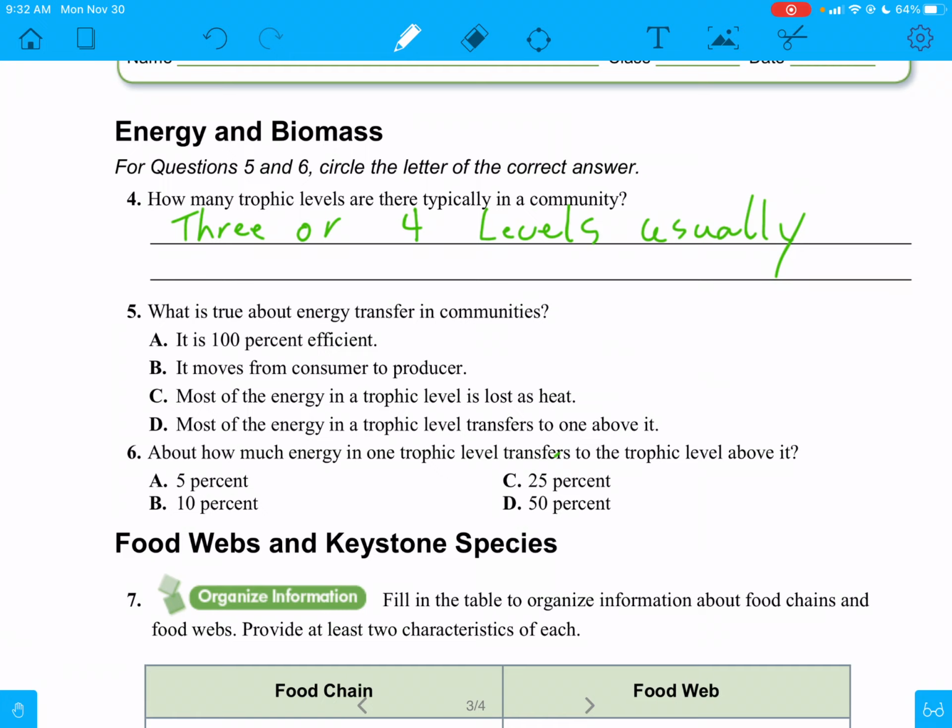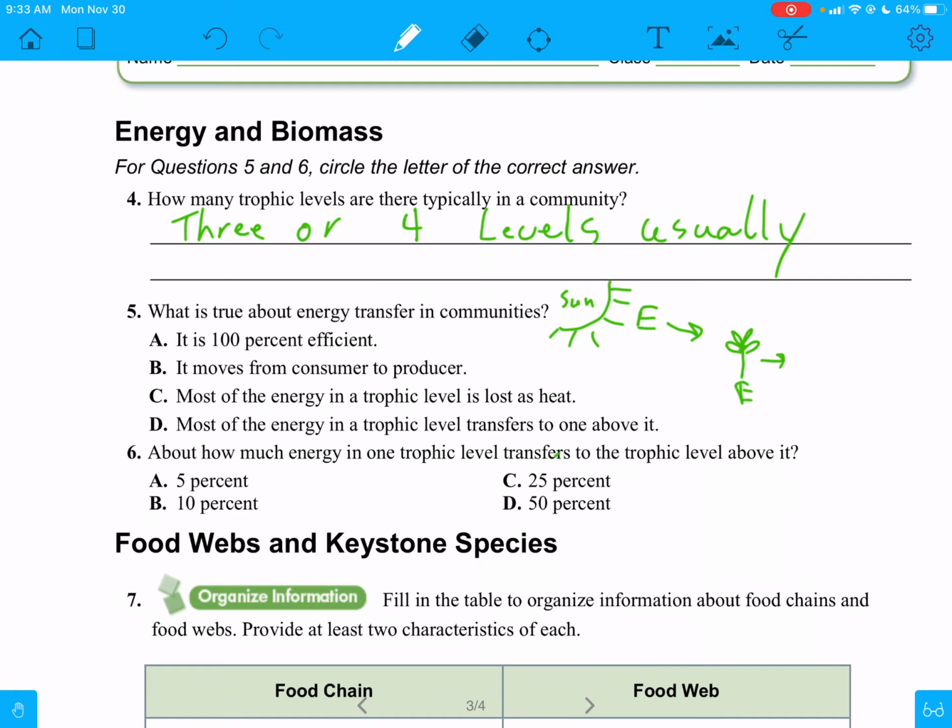So number 5, it says, what is true about energy transfer in communities? Well, the thing about the energy as it goes from the sun, if we were to draw, here's the sun. It's a green sun today, right? So here's the sun. The energy is going to come from the sun. Here it comes, and it's going to go to a plant. Okay, so here's the plant right here. Okay, there's the plant, and now the energy is in the plant, right?